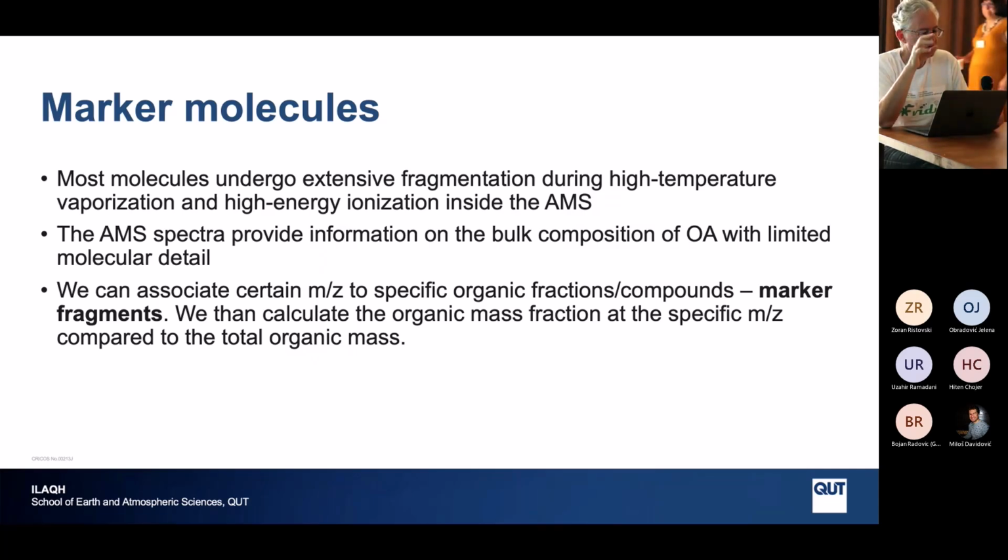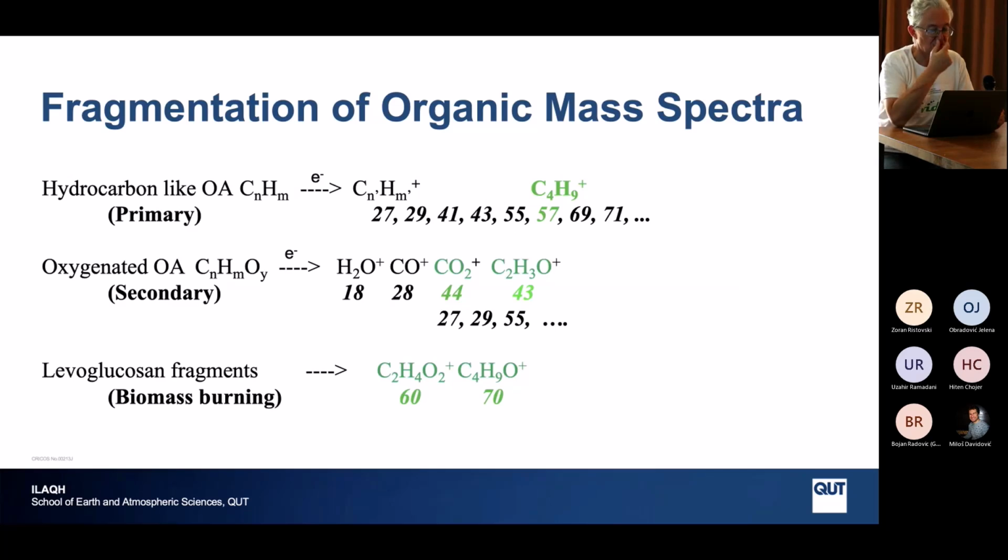So we can associate certain MZs to specific organic fractions or compounds. We call these marker fragments. For example, hydrocarbon-like organic aerosols are most likely to have these fragments at mass 57, so that's C4H9. We can assume that the marker concentration at MZ57 would be a marker for the primary hydrocarbons, hydrocarbons, let's say, that come directly from the emission.